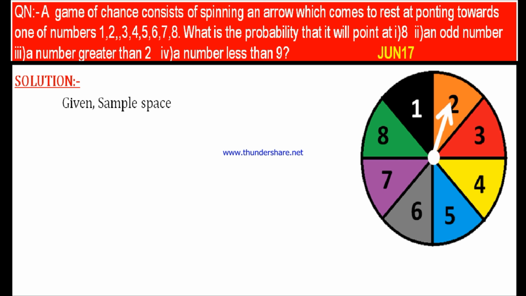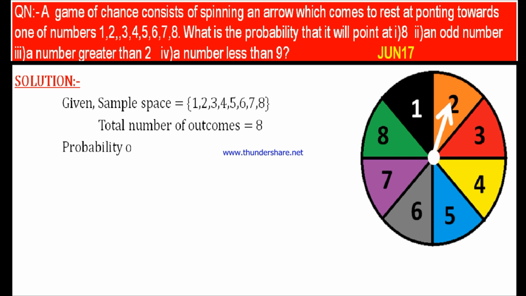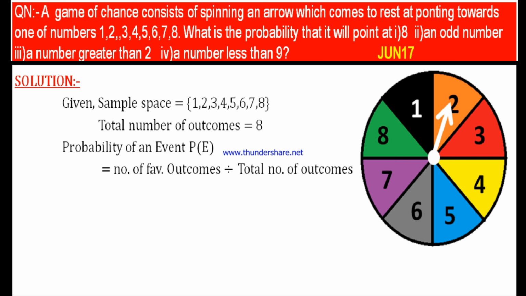Here we are given that the sample space, meaning the list of all outcomes, is the sample space. Now what are the different outcomes in this case? The different outcomes are 1, 2, 3, 4, 5, 6, 7 or 8. This is the sample space. Now how many elements are there in the sample space? The total number of outcomes is nothing but the number of elements in the sample space, which is equal to 8. And the probability of an event, P of E, the formula to find probability, is the number of favorable outcomes divided by the total number of outcomes.